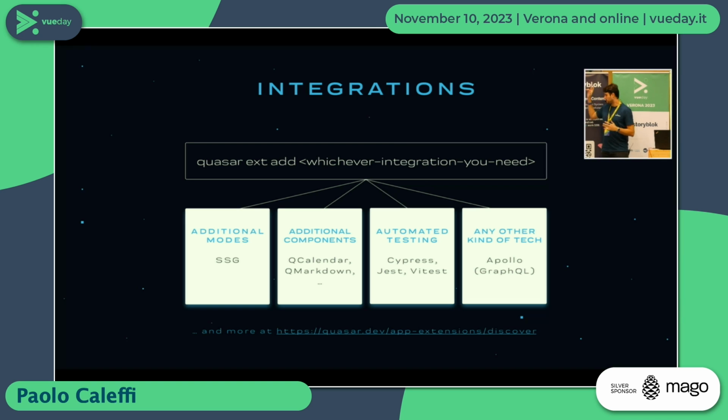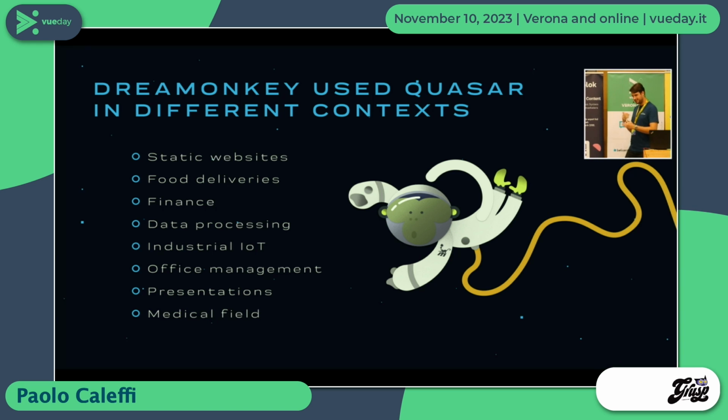Any other kind of tech? Okay, an example of all the other kinds of tech is the Apollo and GraphQL app extensions, which will automatically scaffold and make everything work for you. As I said, usually Quasar is only seen as a cross-platform tool or a UI library, but we actually use it in many different ways. It's so flexible, you can use it pretty much in every context. So static website, full deliveries, I won't read them all.